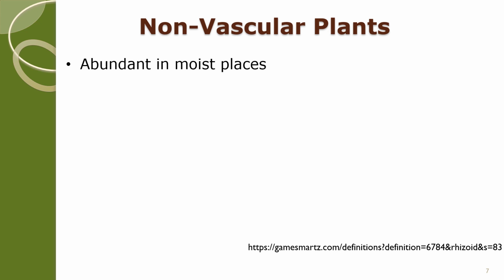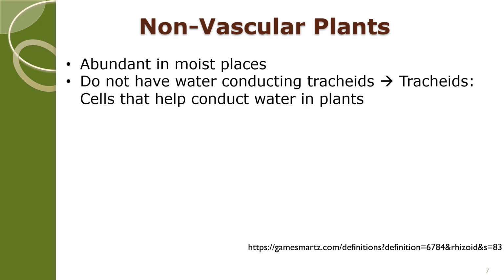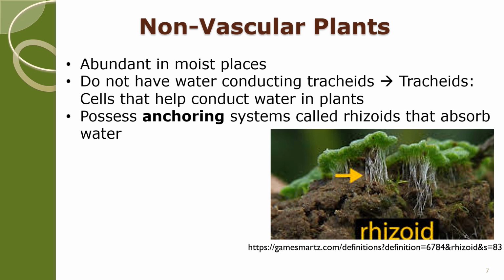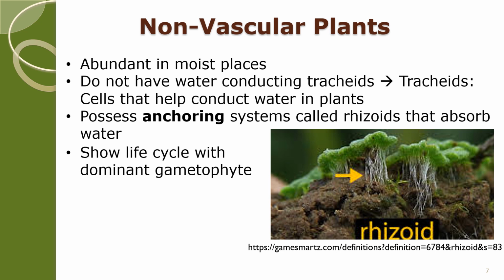Non-vascular plants grow abundantly in moist places. This is because they do not have water-conducting tracheids or cells that help transport water throughout the plant, which makes them dependent on moisture in the environment. They do possess anchoring systems called rhizoids, and these rhizoids help anchor the plant in place, but they also allow the plant to absorb water. These are primitive, rudimentary root-like structures, but it's important to remember that they are not true roots.